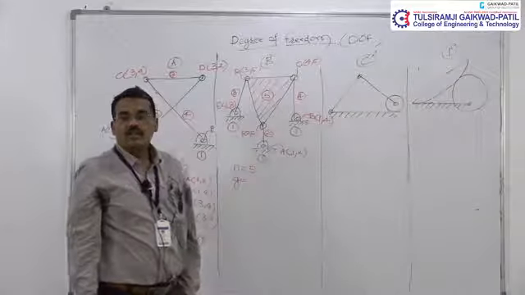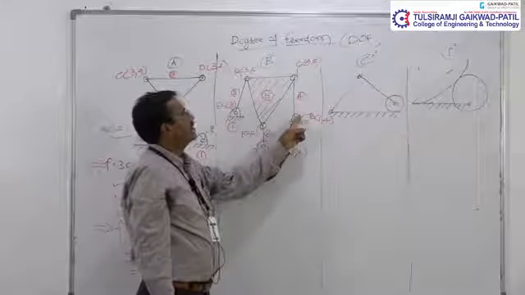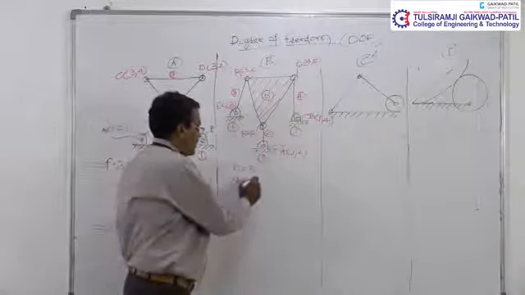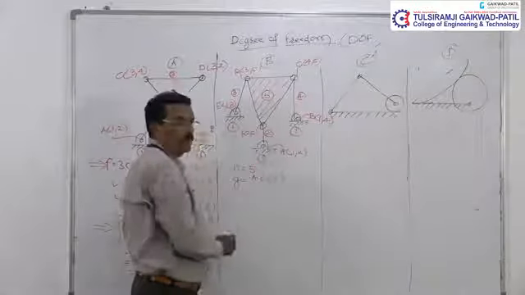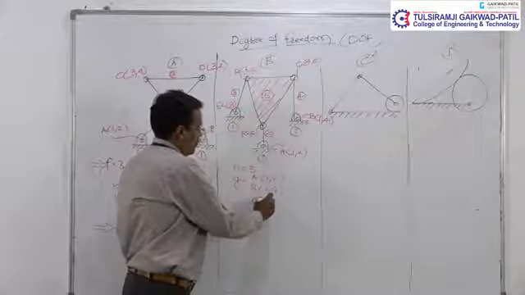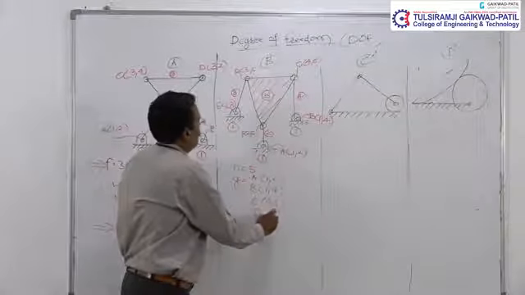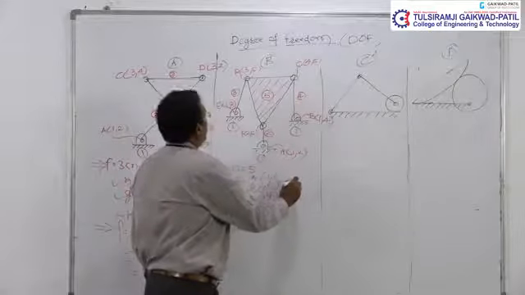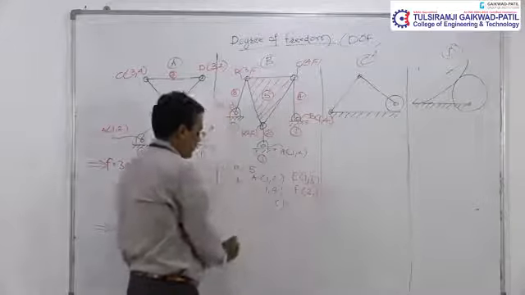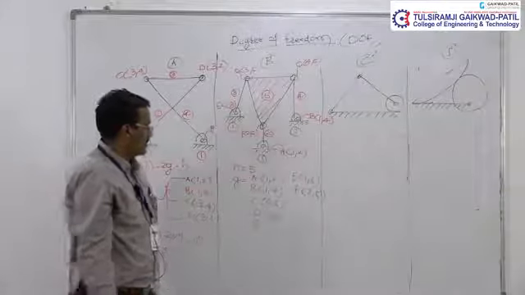In this way, all the lower pairs are denoted by capital letters A, B, C, D, E and F. So the lower pairs are A is equal to 1 2, B is equal to 1 4, C is equal to 4 5, D is equal to 3 5, E is equal to 1 3, and the last one is F. The total number of lower pairs in this mechanism are 6.